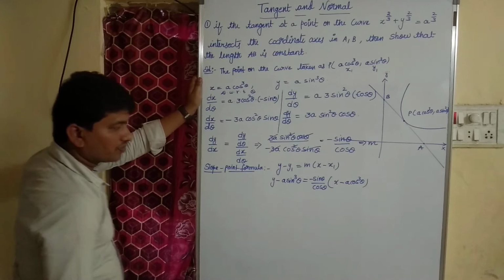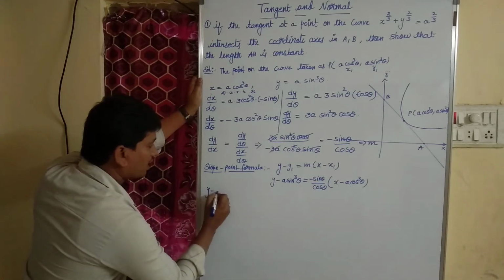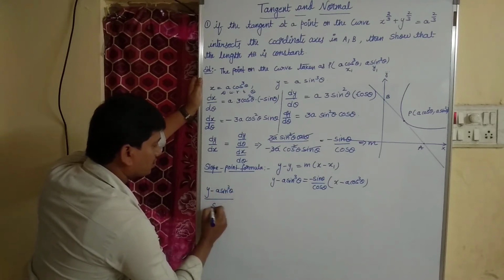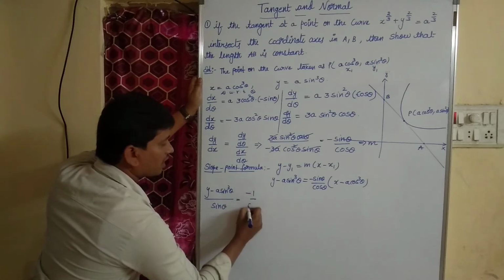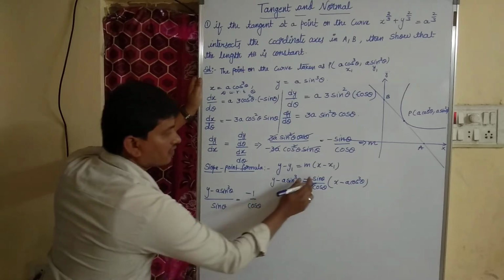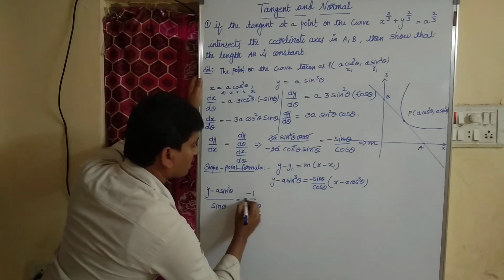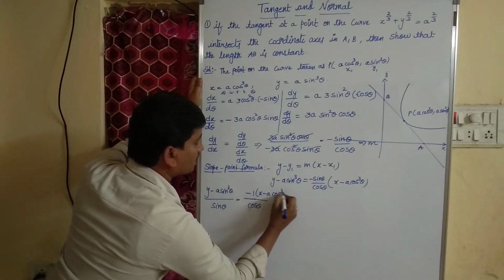Right? Now what you do, this sin theta you take here, I mean y minus a sin cube theta divided by sin theta equal to minus 1 by cos theta into x minus a cos cube theta.